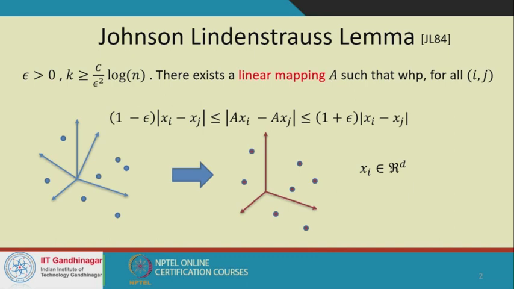Okay, so the lemma, as it is stated here, is only about existence, but as we have seen, we can claim that for a particular random sample of A, this happens with a very high probability.